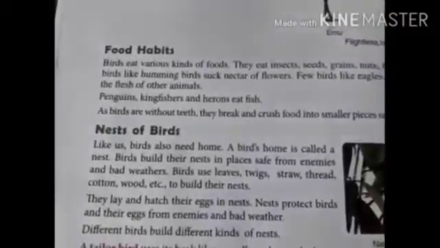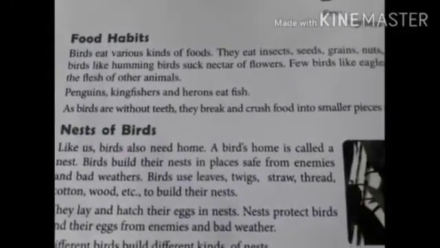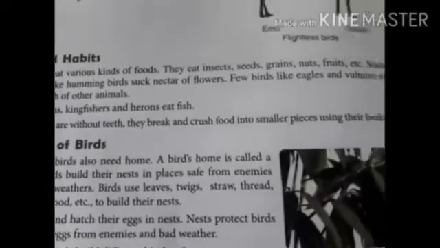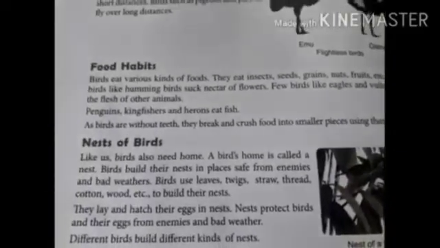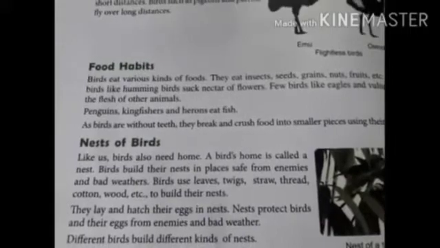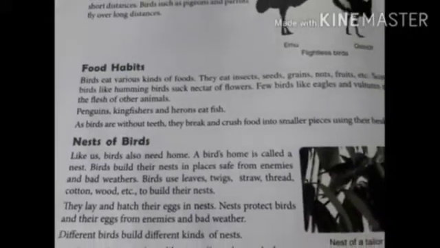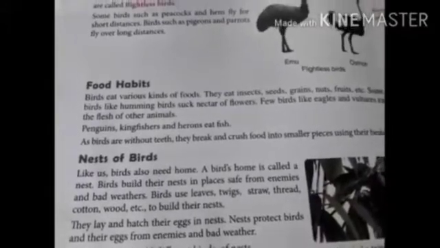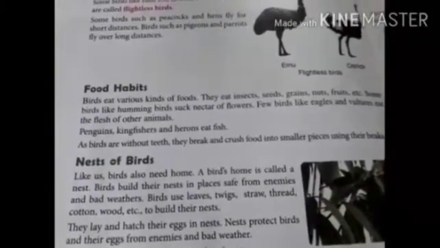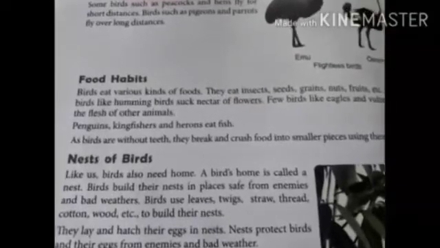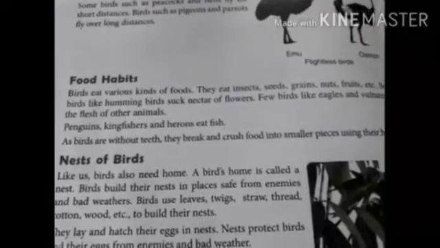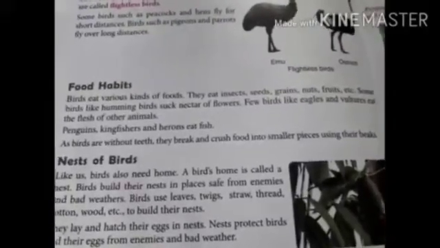Now food habits. Birds eat various kinds of foods. They eat insects, seeds, grains, nuts, fruits, etc. Some birds like hummingbirds suck nectar of flowers. Few birds like eagles and vultures eat the flesh of other animals. Penguins, kingfishers and herons eat fish. As birds are without teeth, they break and crush food into smaller pieces using their beaks. The birds do not have teeth.